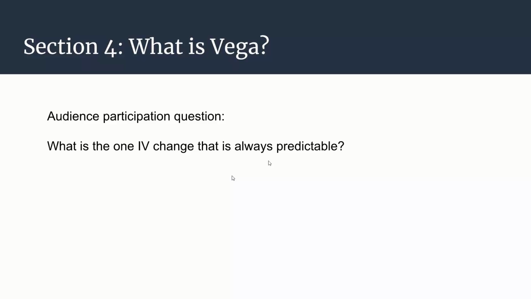It's not always predictable. I'll go ahead and give the answer. The one change that is always predictable is that at expiration it's always 0. The one thing that will always happen is that all the time value will go away when the option expires.